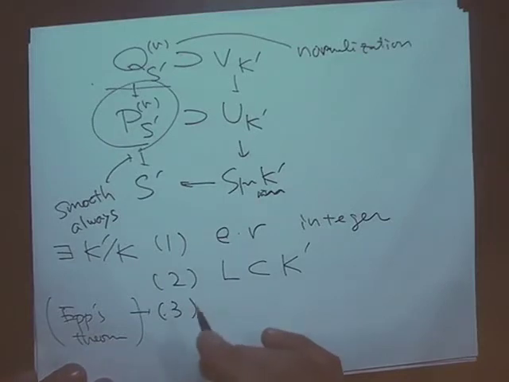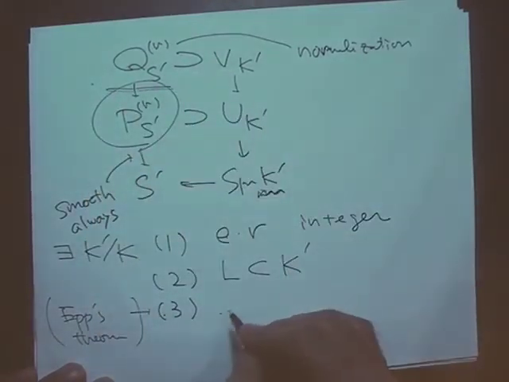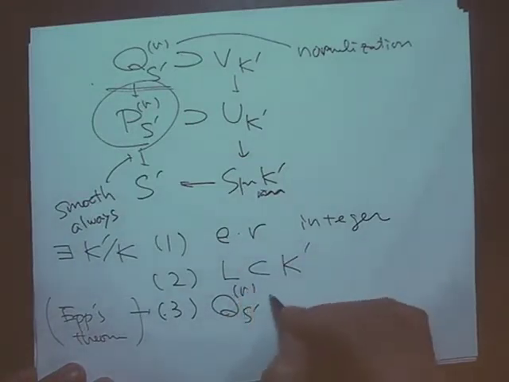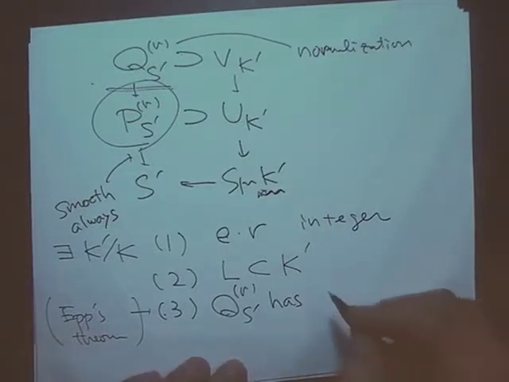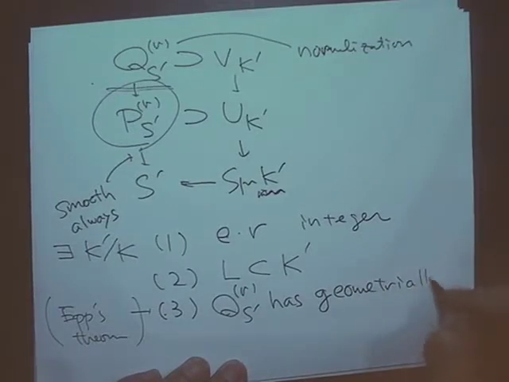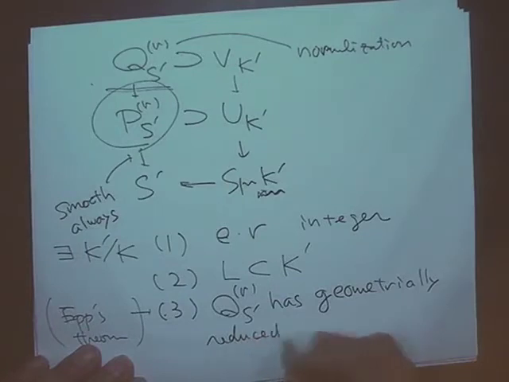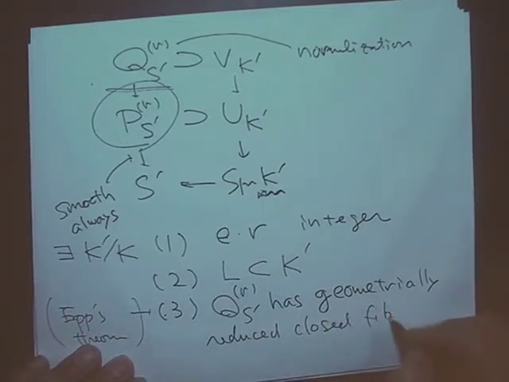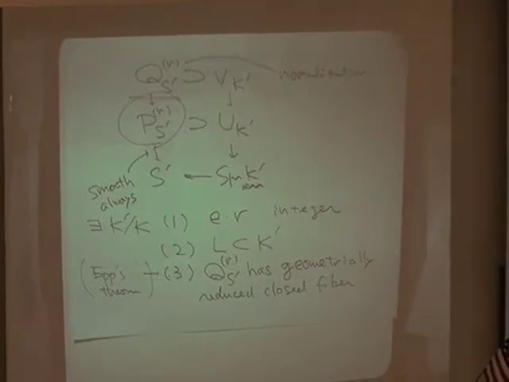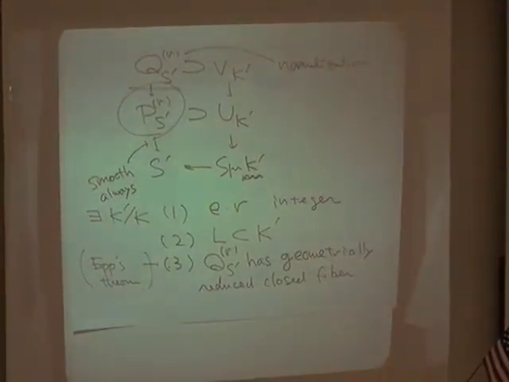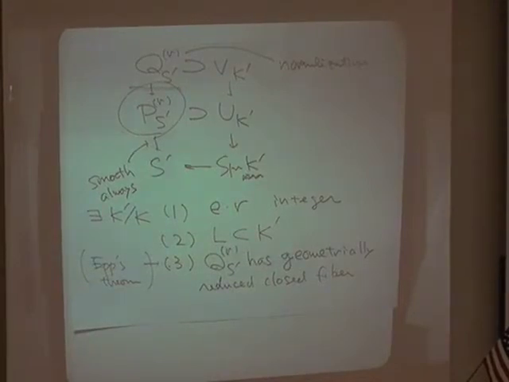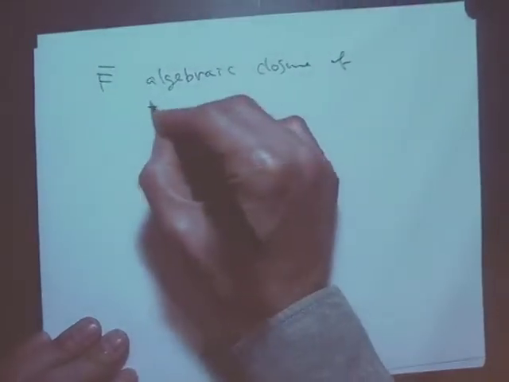The condition is that this normalization has a geometrically reduced closed fiber. So what does this mean? Let F bar be the algebraic closure of the residue field.